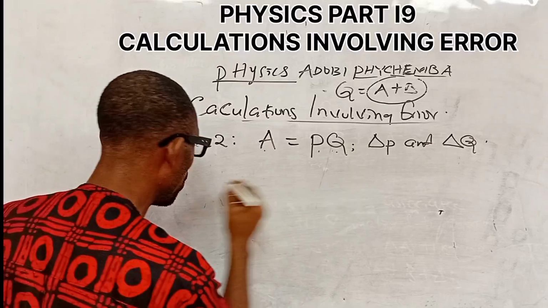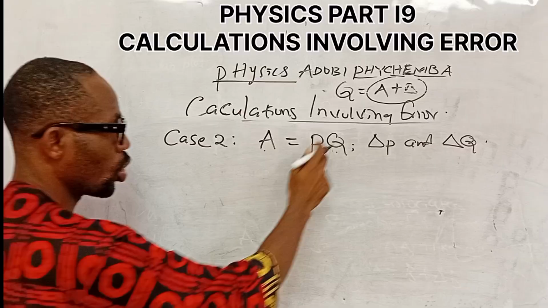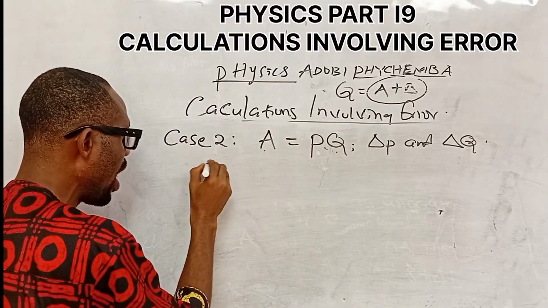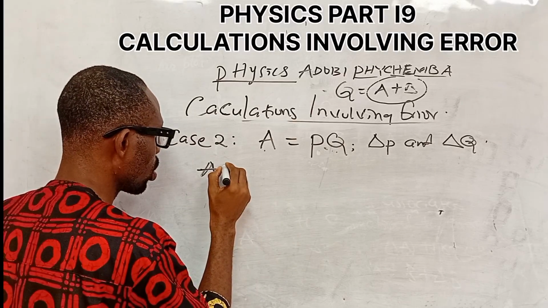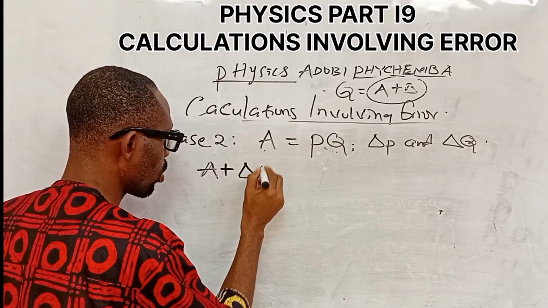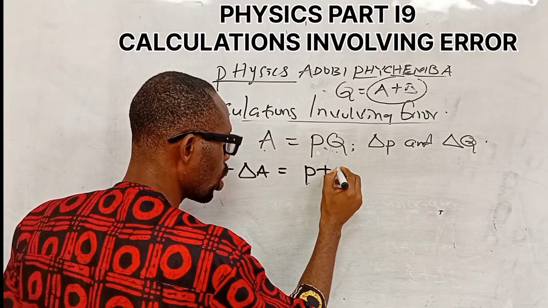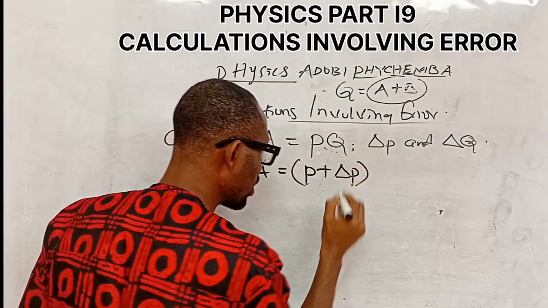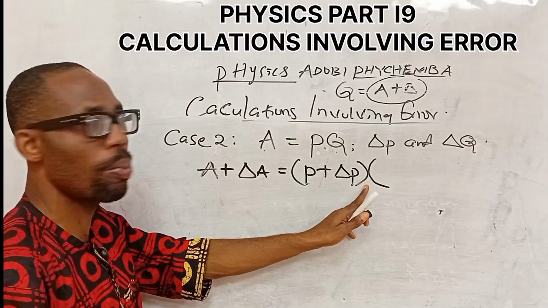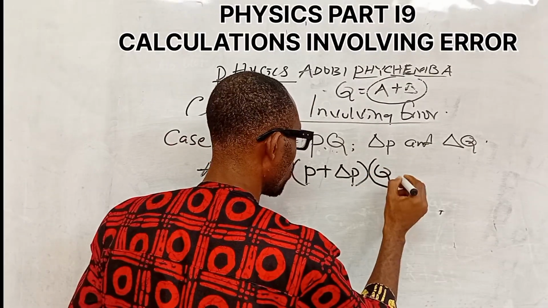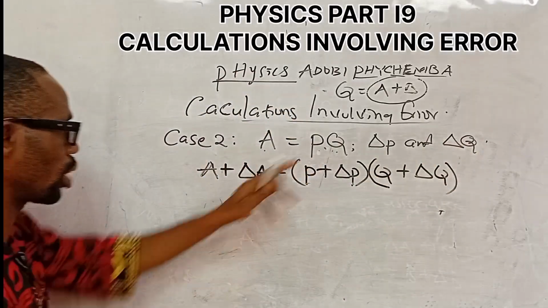Just follow the same method, but in this case, don't forget, this is a product. This is multiplication, and that was addition. So we say A plus change in A will be equal to P plus change in P, in brackets, because it is a product, representing a multiplication, times Q plus change in Q. So this error is associated with P and Q.